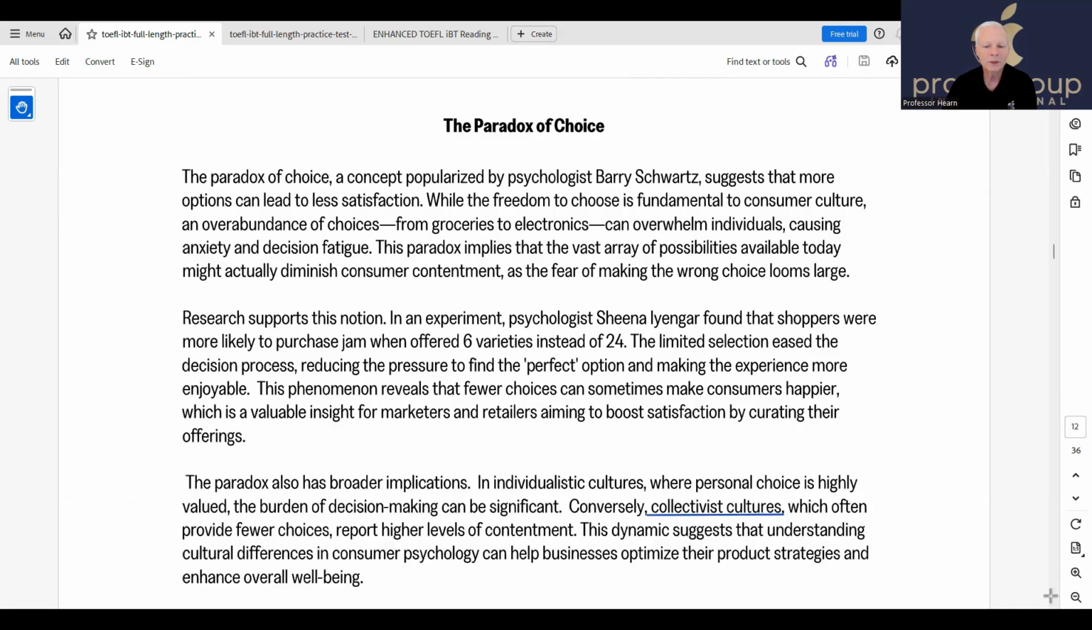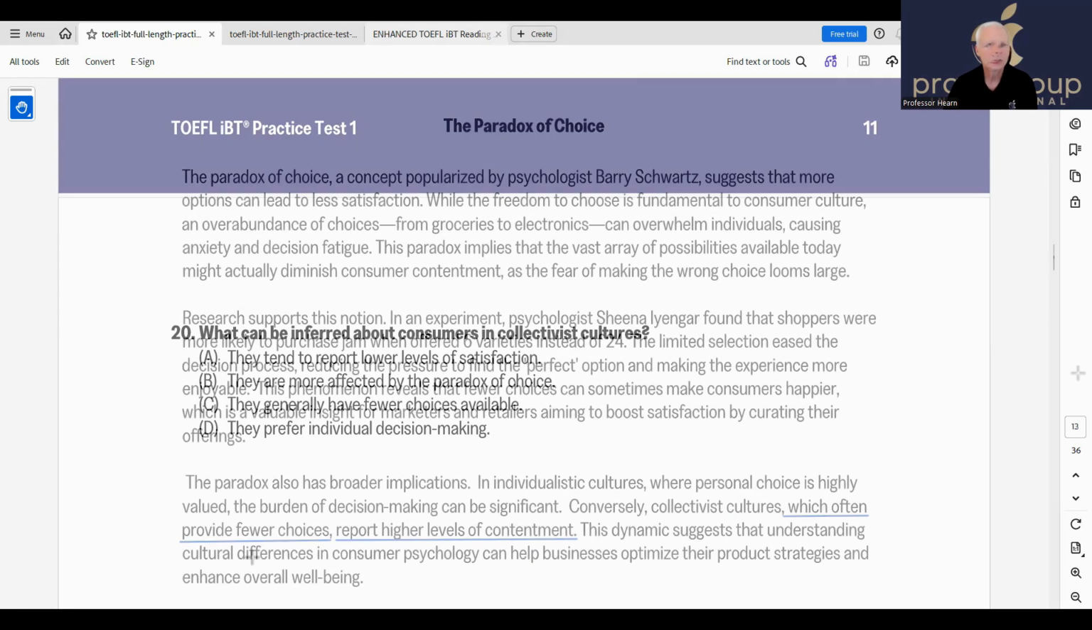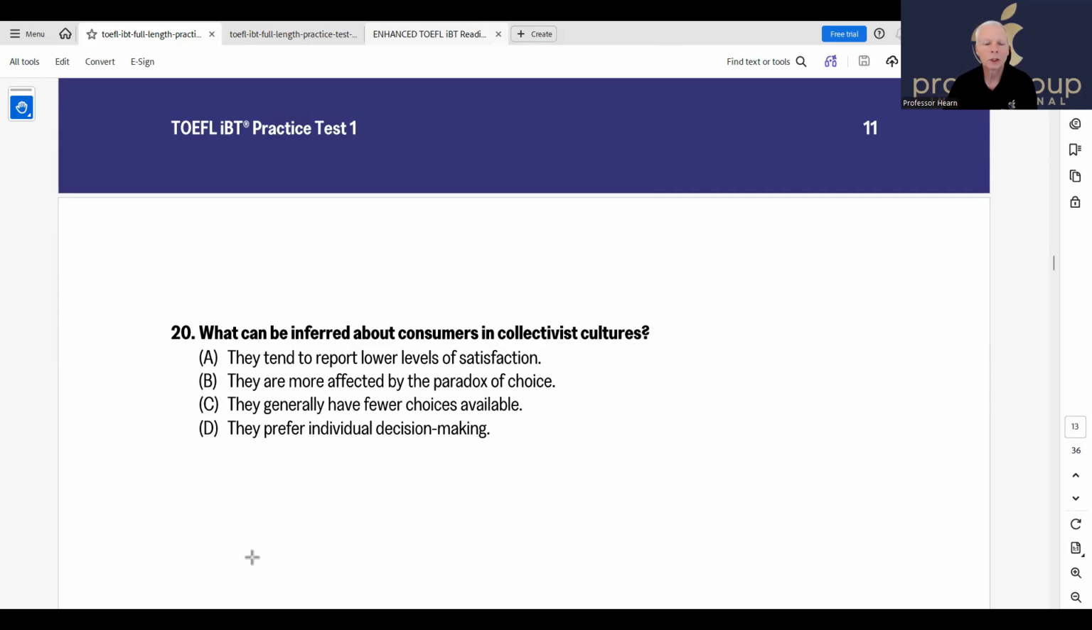Okay, so our sentence is talking about collectivist cultures. They're talking about how it's related to the consumers. And what does it say about these collectivist cultures? They often provide fewer choices, and the consumers report higher levels of contentment. Now let's look at our choices and see what we can eliminate. Choice A, they tend to report lower levels of satisfaction. That's the opposite of what was stated. Our sentence stated that they report higher levels of contentment. So A is not possible.